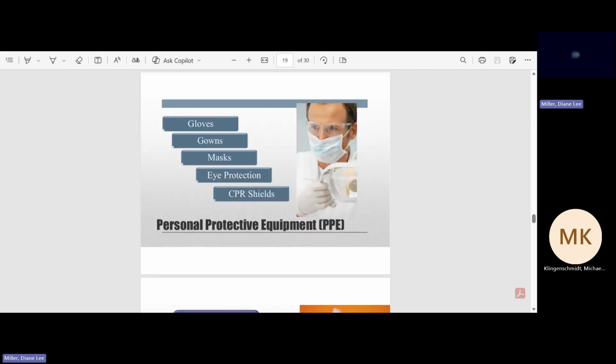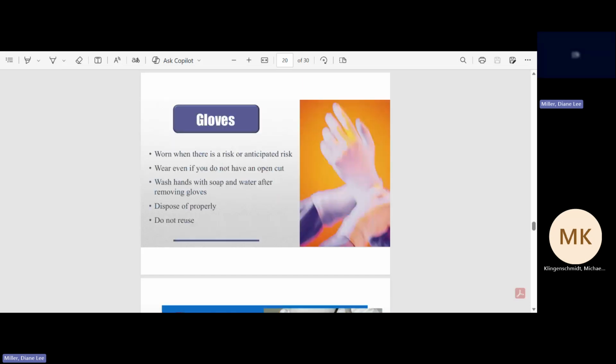For our PPE, there are several items that you may see, and we'll go over each one of those. The first one is gloves. Typically we'll wear nitrile gloves, which are a non-latex glove. These are appropriate to protect against any kind of direct exposure to blood or other OPIMs. It is important to know that these are not puncture proof and can tear, so you do want to inspect them before you remove them.